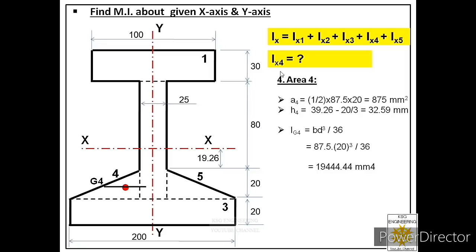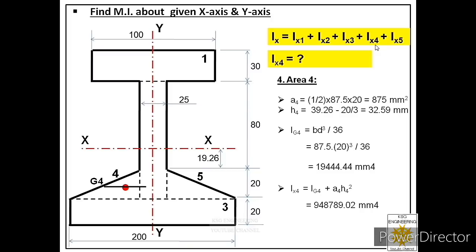Now it's time to apply the parallel axis theorem to get Ix4. So we will say Ix4 is equal to Ig4 plus A4 H4 square. Put the values of these three in this equation, and we will get the value of Ix4. So we have found the fourth unknown in this equation, that is Ix4.